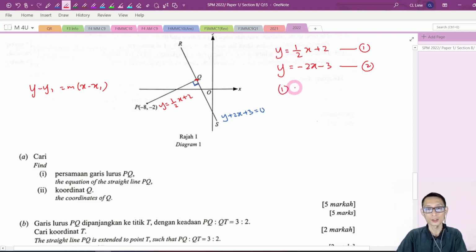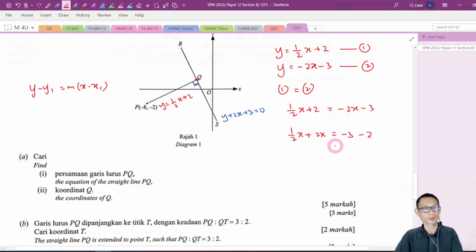So since these two are equal to y, I can say the first equation is equal to the second equation. So this means that 1 over 2 x plus 2 is equal to negative 2x minus 3. Okay, I'm going to group the x here. 1 over 2 x plus 2x equals negative 3, remember the negative, minus 2. So this is negative 5. Okay, so x is equal to negative 5 divided by this.